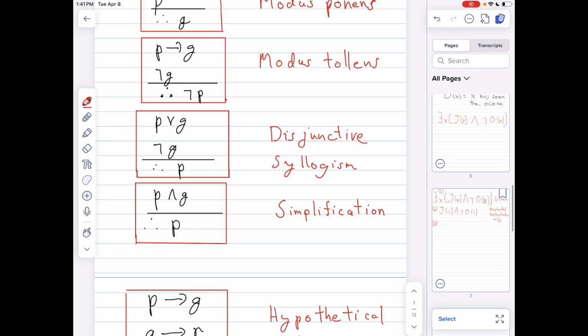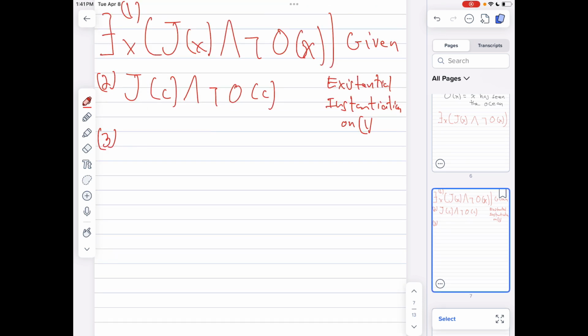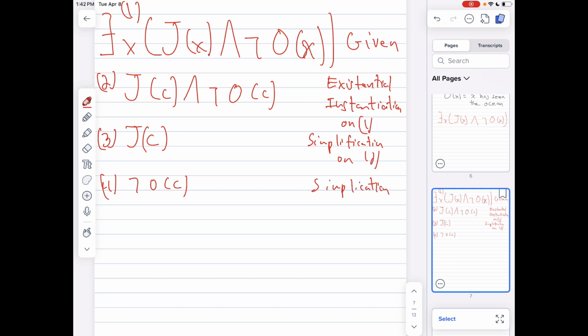So then I'm going to say that J of C is true, and that's going to be by simplification on 2, and then not O of C is also true, and that again is by simplification on 2. Okay, so we have that.